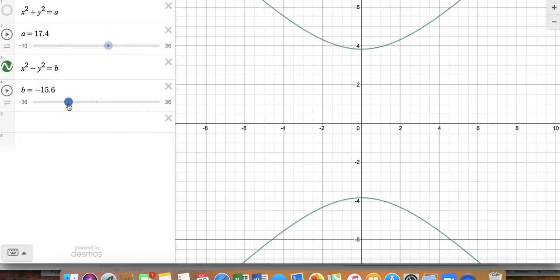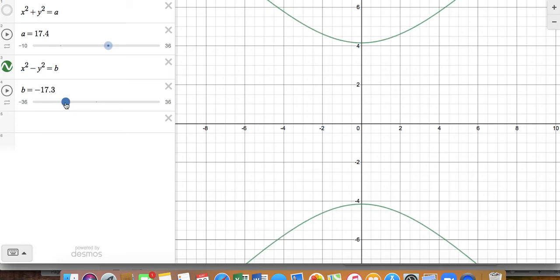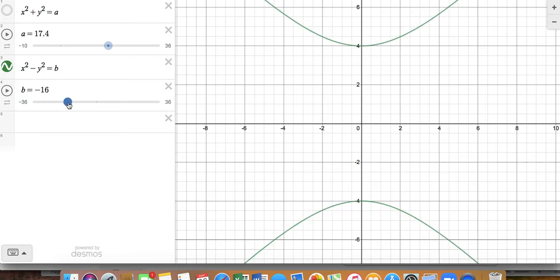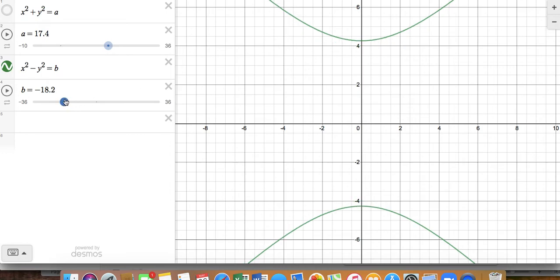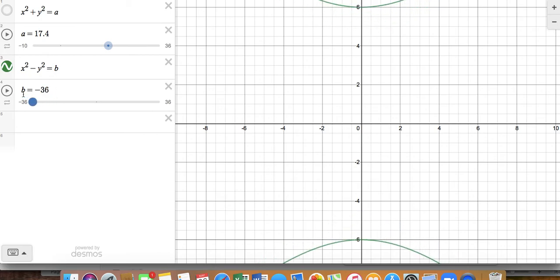It's negative, and I can use the same relationship, so go to 16, negative 16. The distance from the center to the vertex is going to be the square root of 16. So there it is. That's my distance. So it's like my hyperbolic radius. And again, I can increase that, all the way to 6 there.